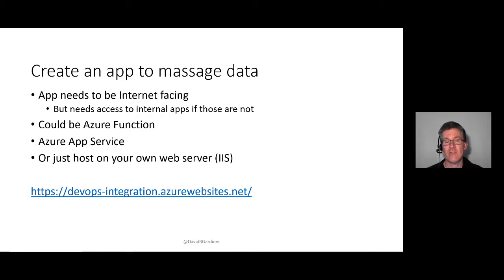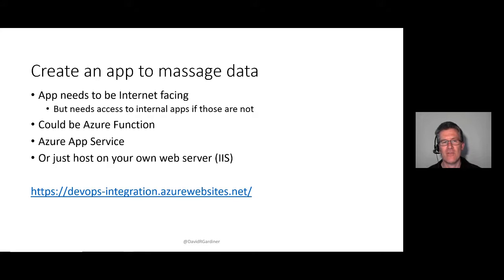Your services, so TeamCity or UpSource, could be hosted and facing the internet and be visible by the internet. If that's the case, then an Azure function or an Azure app service would be fine because they're running in the cloud and they'll be able to see other things on the internet. But if your systems are running internally on your intranet, then you're going to have to do a little bit more work. And this is possible.